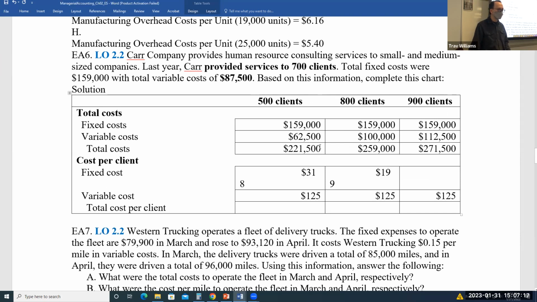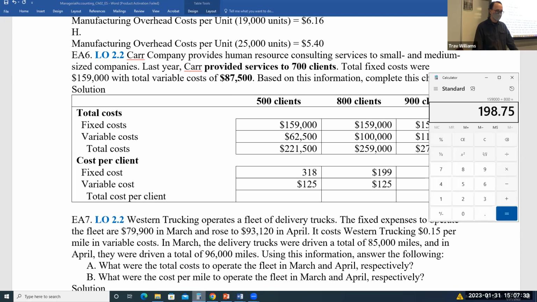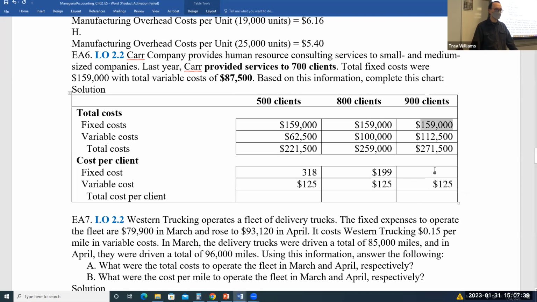Sorry, I don't know what's up with the spacing here. You know what? I'll take the dollar signs out. Maybe that'll fix it. Weird. Okay. And then 159,000 divided by 900 clients. We'll call that $177.